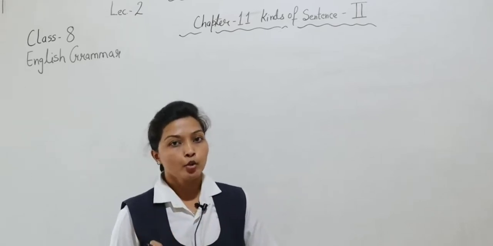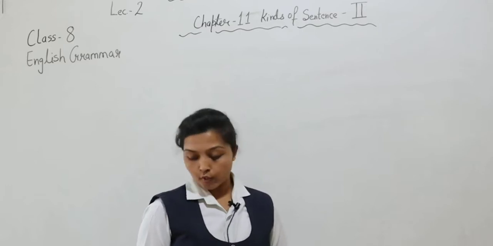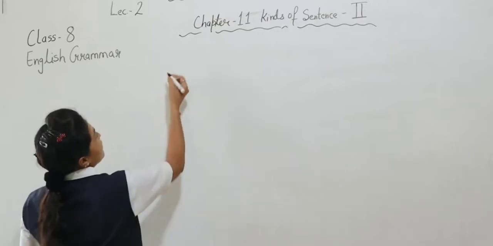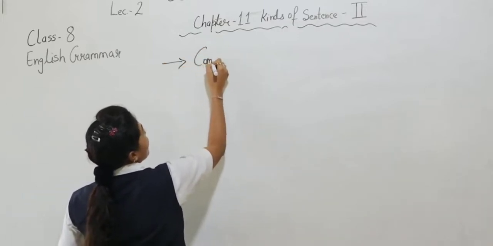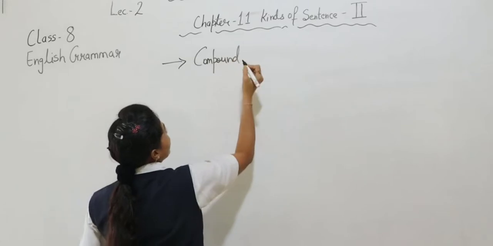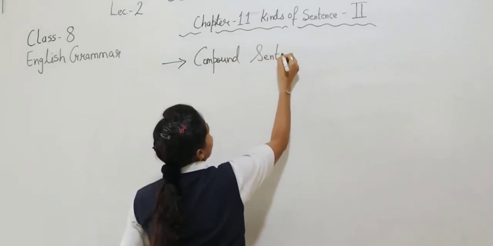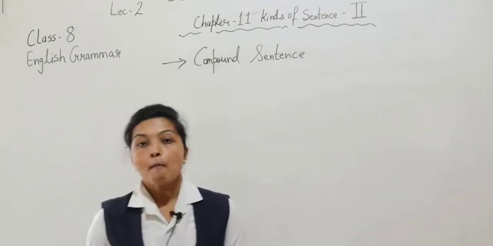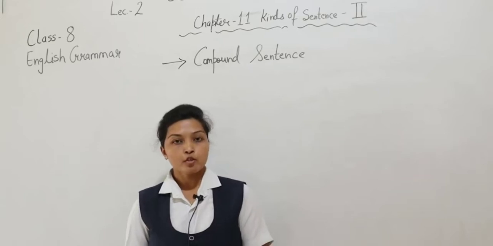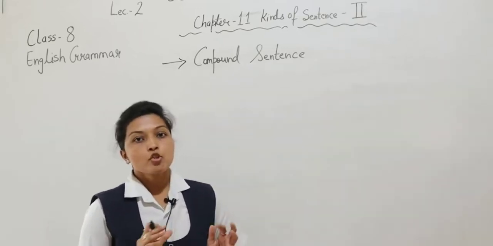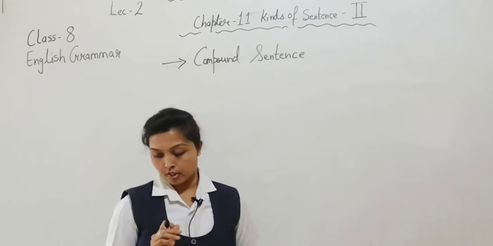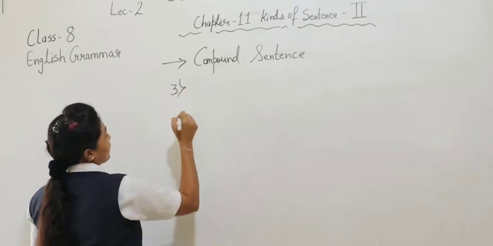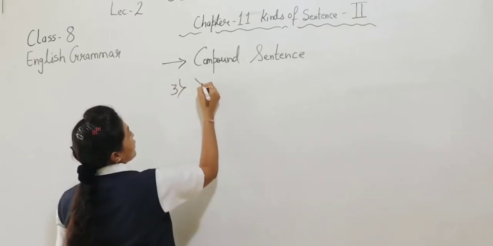In our previous period, we completed up to compound sentence, and in compound sentence we completed up to example 2. So now we are moving on with example 3 of compound sentence. As we know, a compound sentence must have 2 or more than 2 clauses joined by a coordinate conjunction. So now in that example 3, you have to write this down with me.